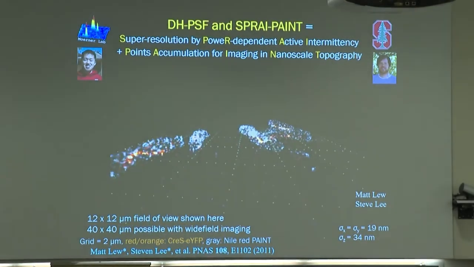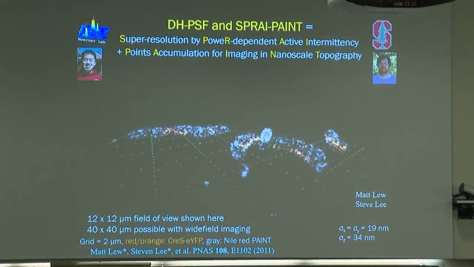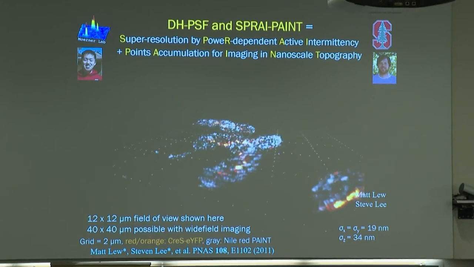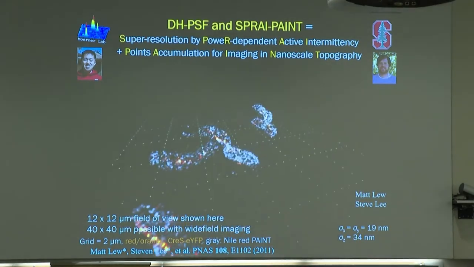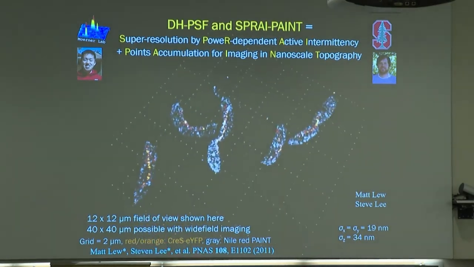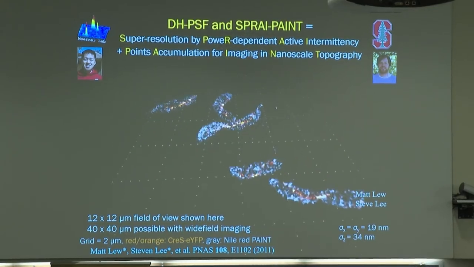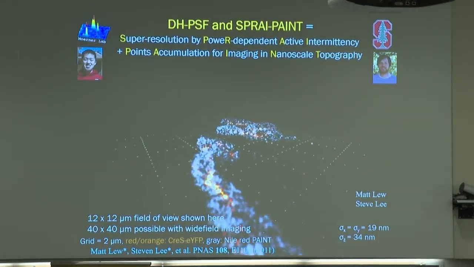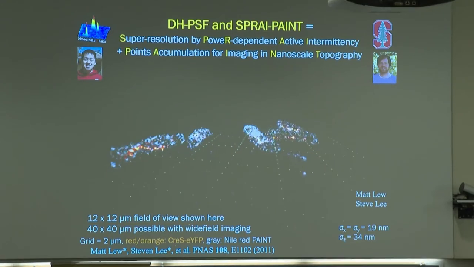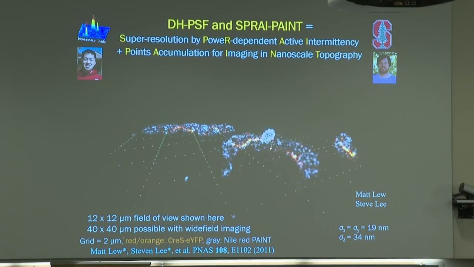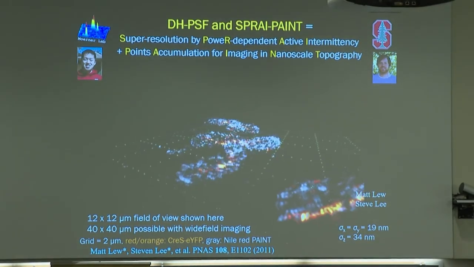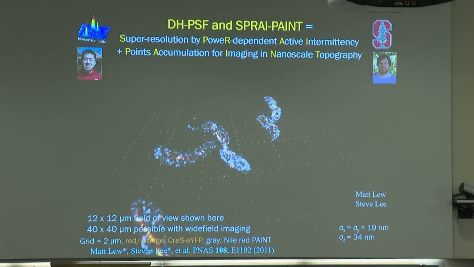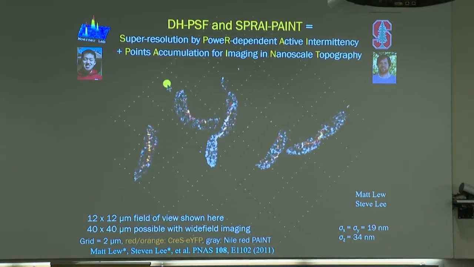Here's a two-color case, 3D, using the so-called double helix point spread function. We call it the double helix because when you think about it in terms of the mathematics, it's kind of like a double helix along the z-axis. And the images are slices through this double helix. That's what all these images are, these pairs of spots. So this is, of course, another wonderful example of the cleverness of my students.